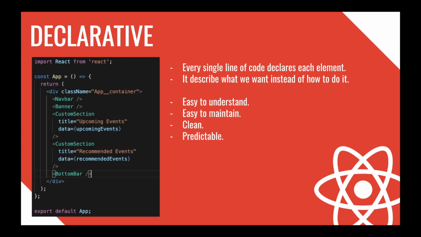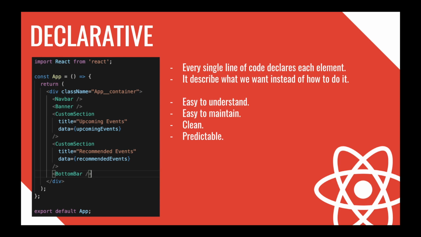Okay, first, declarative. Every single line of code declares its element. You know this example on the left. You can see we have navbar component, banner, custom section, and button bar. With this code, we can easily imagine what the UI is going to be. It describes what we want instead of how to do it.